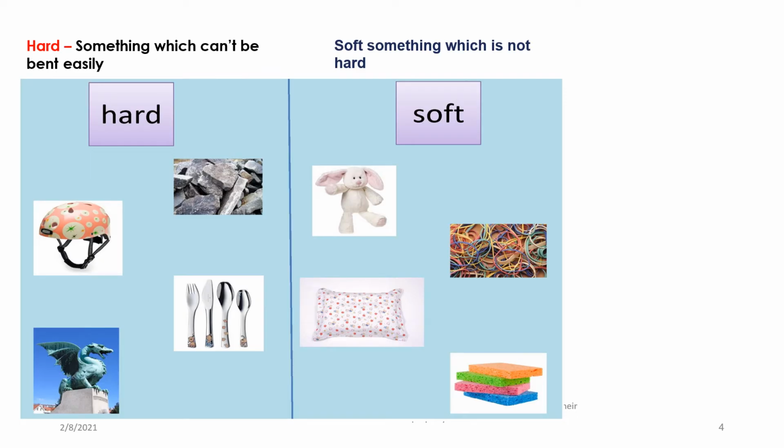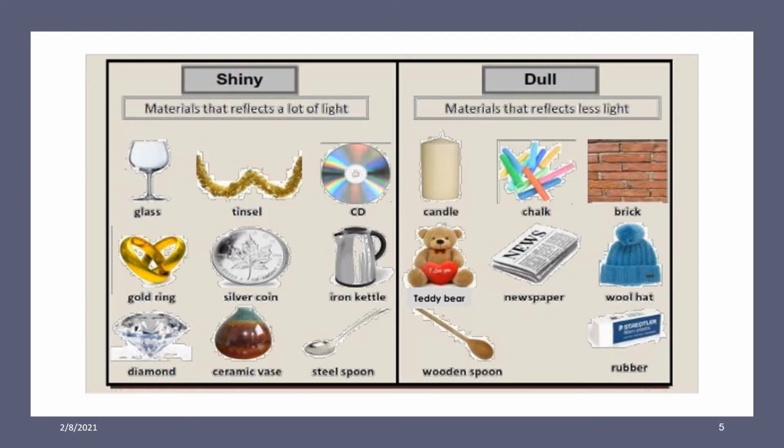All right, let's continue. A material can be put in a group. These materials are sorted into hard and soft. As we can see, all these materials are hard. And what is the meaning of hard? Hard is something which can't be bent easily. Then look at the materials that are soft. What is the meaning of soft? Soft is something which is not hard. Is it clear? Now let's check these properties.